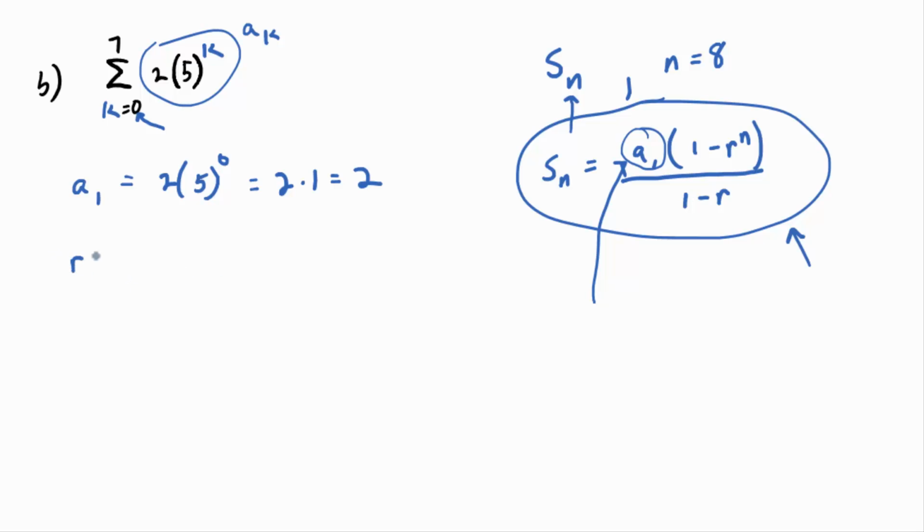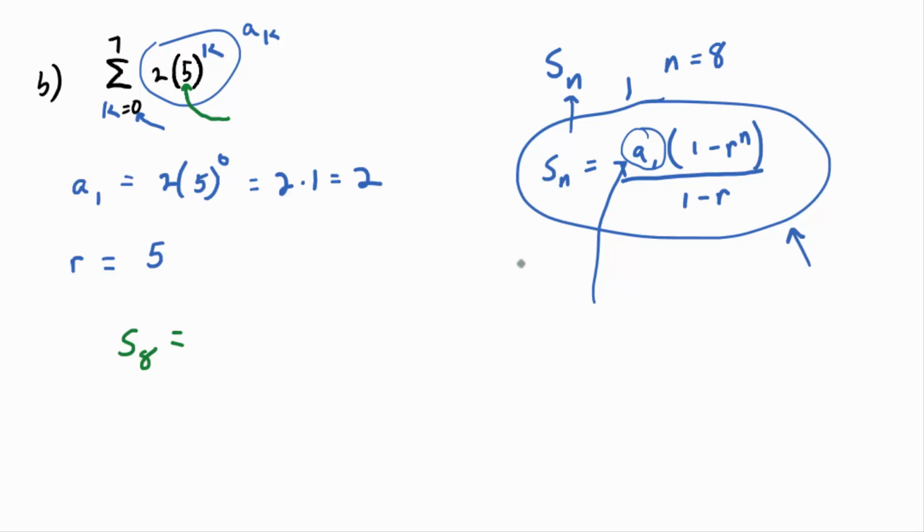And what else does this formula tell you to find? r. What's r? 5. And notice it's not the same as a1. How did you get that? Are you just a genius? Well, maybe, but you don't have to be a genius to do it, right? It's the base of the exponent. Yep, so it's 5. Okay, let's plug and chug. So it's S8 that we're finding.